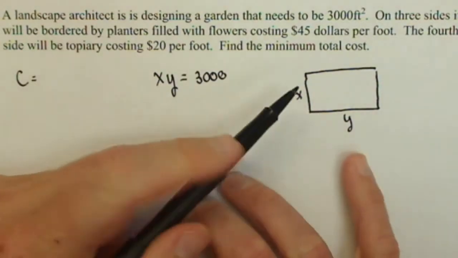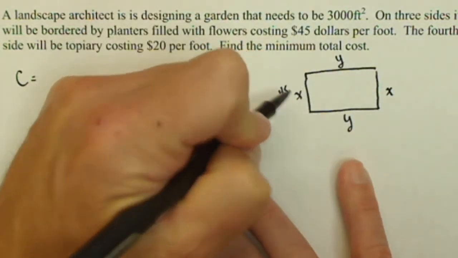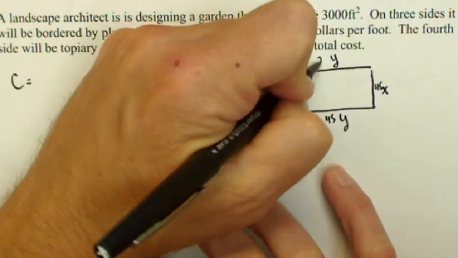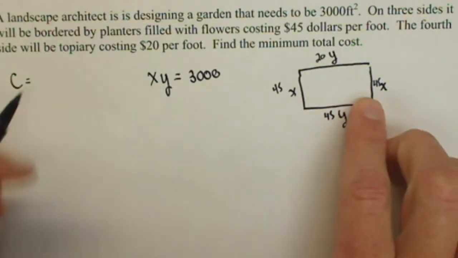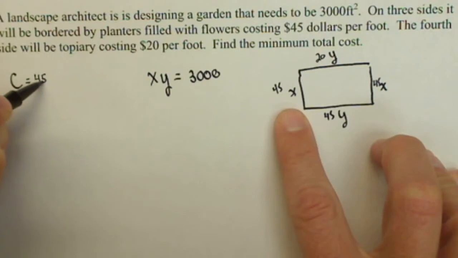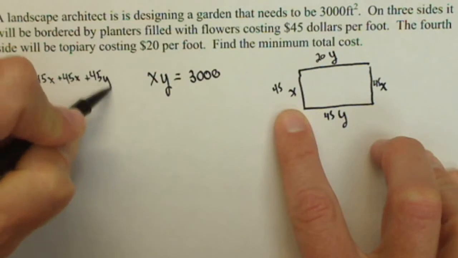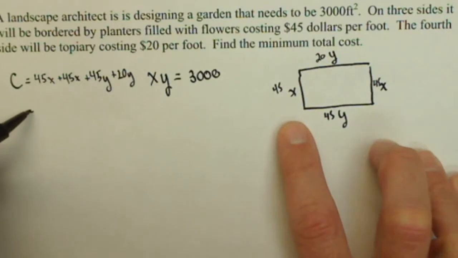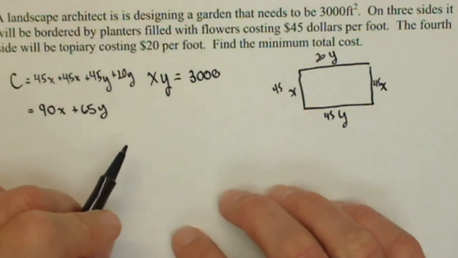Well, three of these sides are going to cost $45. So maybe this side, this side, this side cost $45, and this is the $20 side. So putting that together, notice we have 45x plus 45x plus 45y plus 20y is our cost function. So we have 90x plus 65y is our cost function we're trying to minimize.